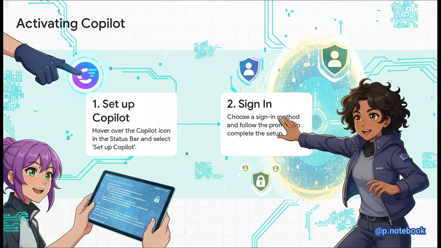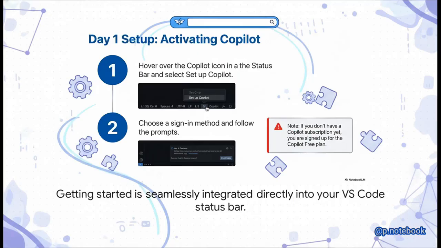First things first, you gotta turn it on. It's just 2 simple steps. Find that little Copilot icon down in your VS Code's status bar and click Setup Copilot. From there, just sign in and follow the prompts. That's it. Super easy.